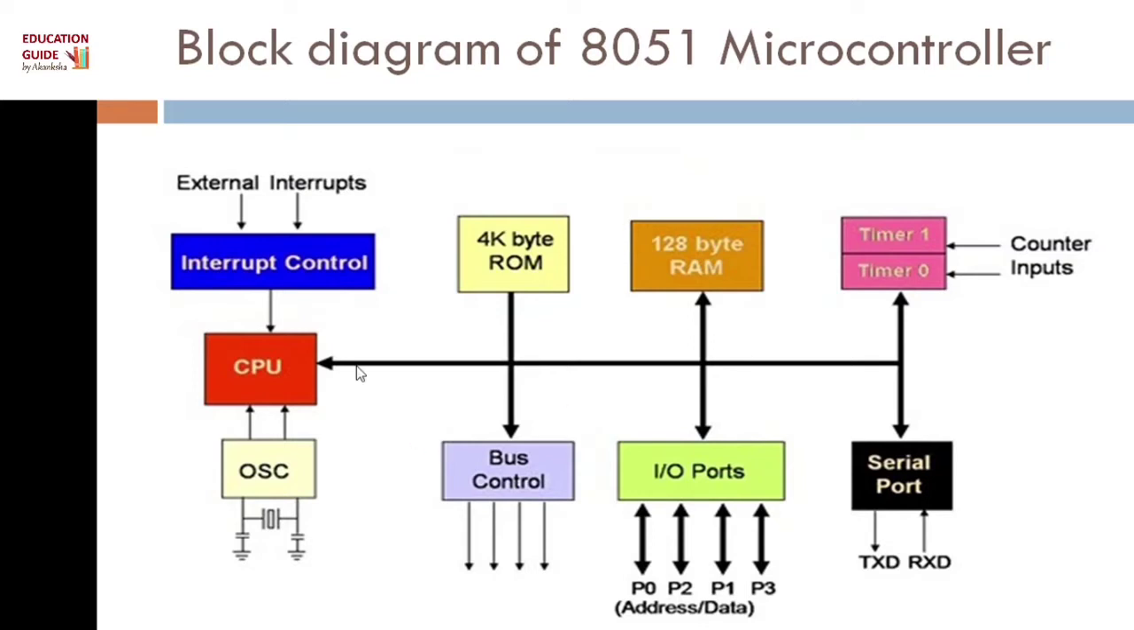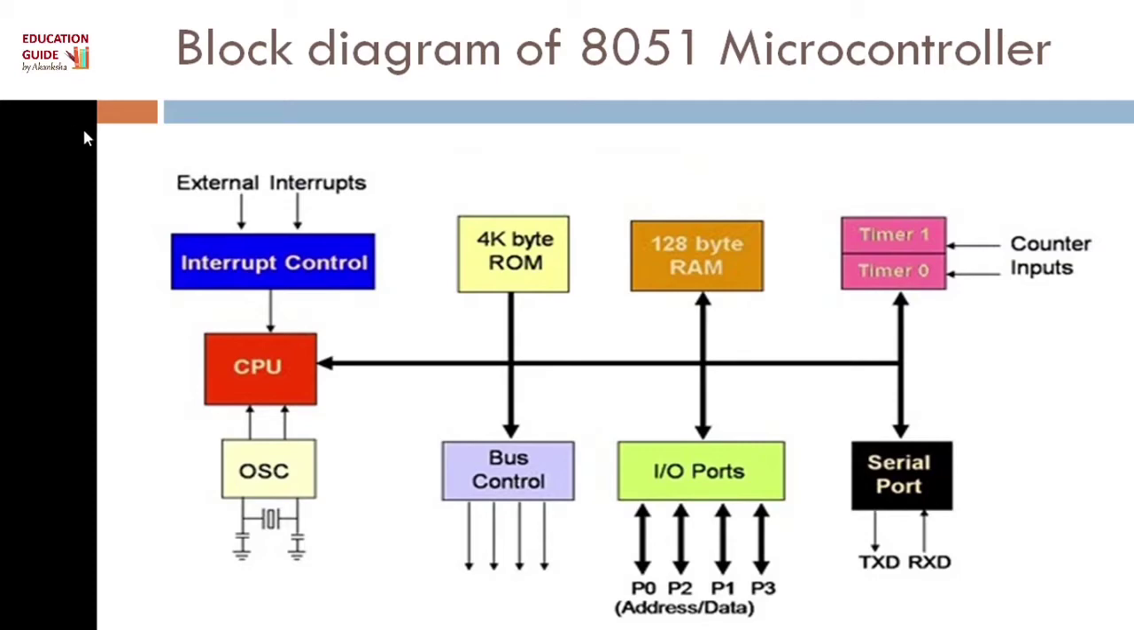Next is the bus. A bus of the microcontroller can be defined as a group of wires which can act as a medium for transfer of data. There are two buses present in the 8051 microcontroller: address bus and data bus. The address bus can also be used to transfer data from CPU to memory, and it is obvious that the address bus is unidirectional.